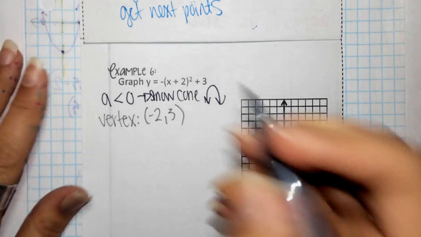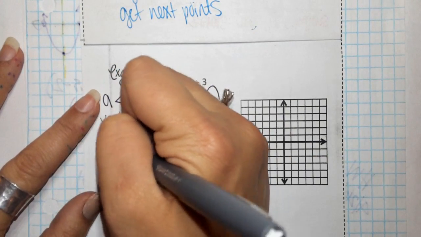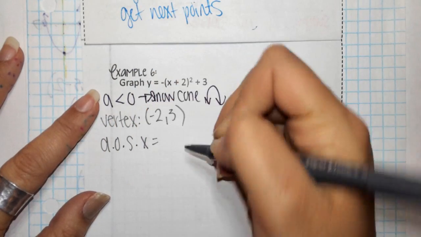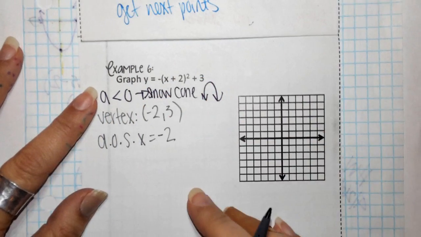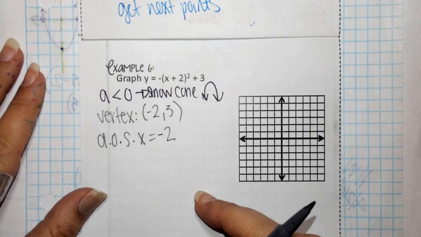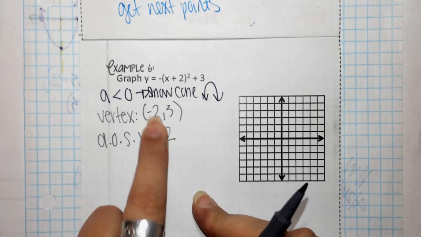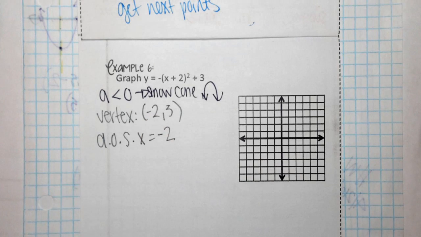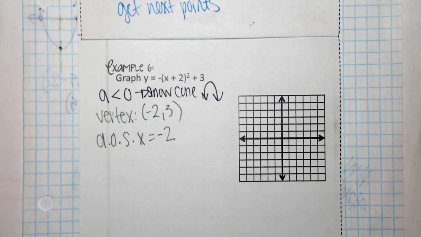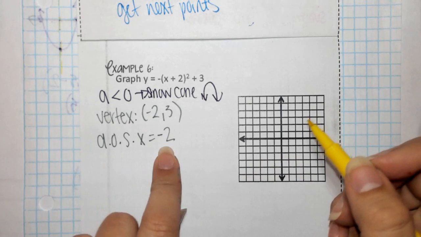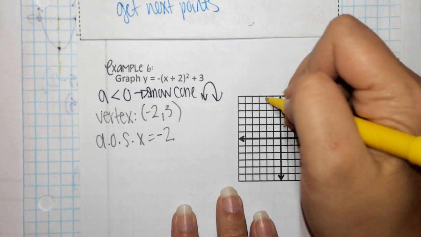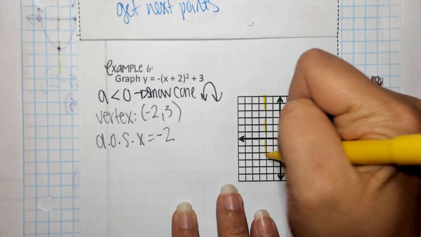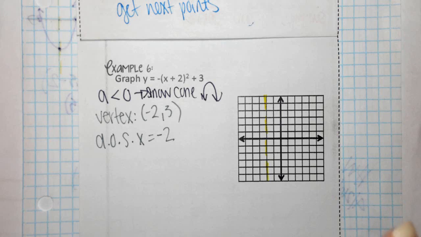That's your vertex. Okay? What is our axis of symmetry? 3. -2. But I like how confident you were. Now, your axis of symmetry is always the x value of your vertex. So let's draw our axis of symmetry. Wait just a minute, please. What is our axis of symmetry? -2. So we're going to draw a vertical line at -2.